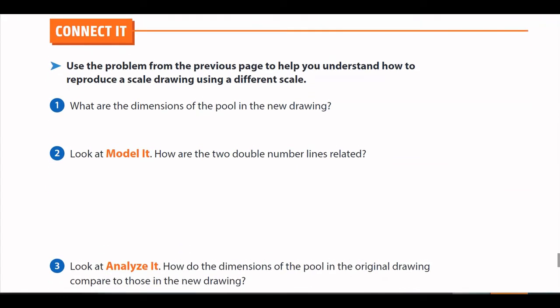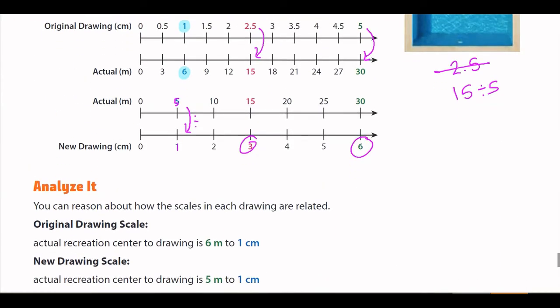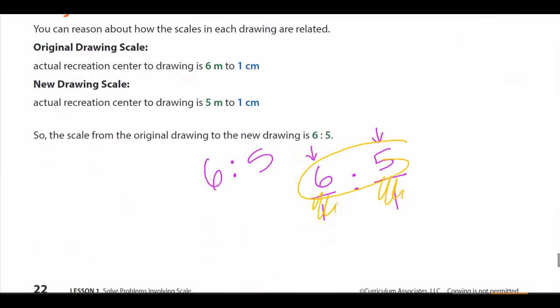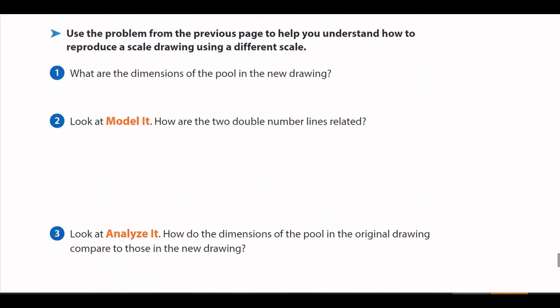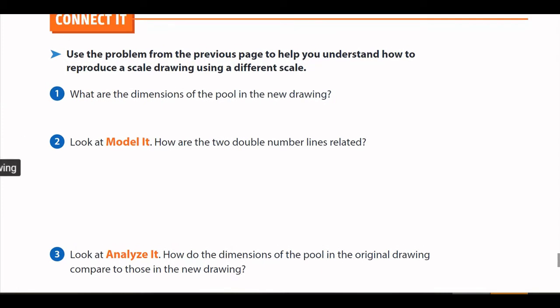Okay, I've used the problem from the previous page to help you understand how to reproduce a scale drawing using a different scale. So what are the dimensions in the new drawing? Well, we already have the line up here, might as well look at it. It was 3 to 6, 3 by 6. The dimensions were, that's a terrible rectangle. That's the worst rectangle I ever saw. Well, I guess it's just the wrong way. 3 to 6. There you go.